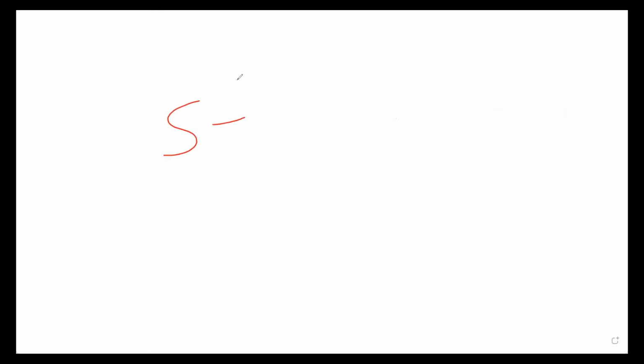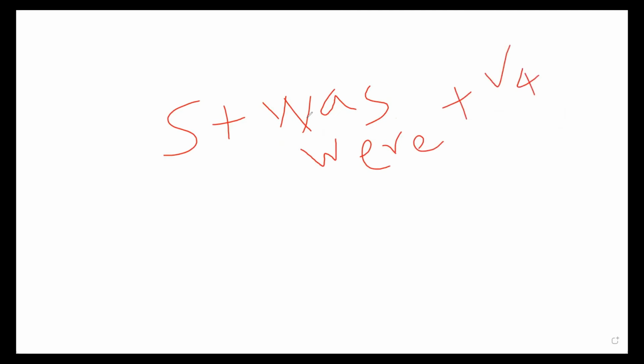Subject plus was or were plus verb plus ing. Example for the verb plus ing. Swimming, jumping, fighting. Okay, right. Very good. What subjects do we use was with?